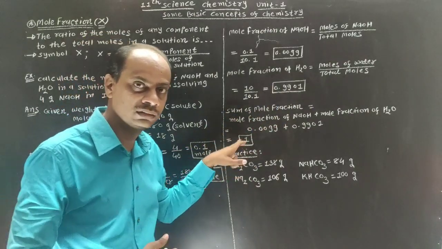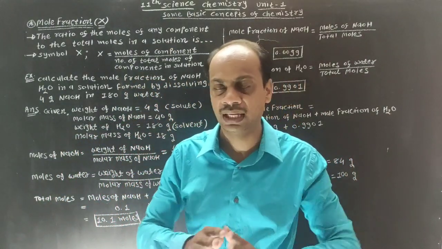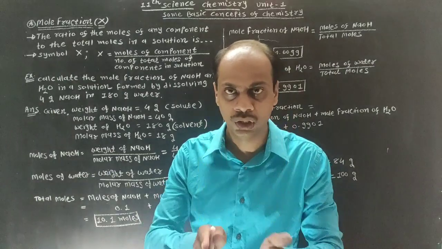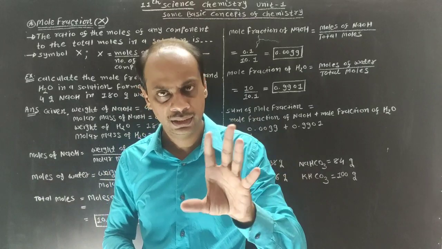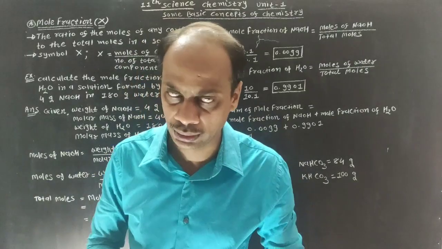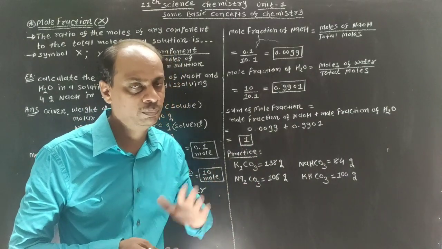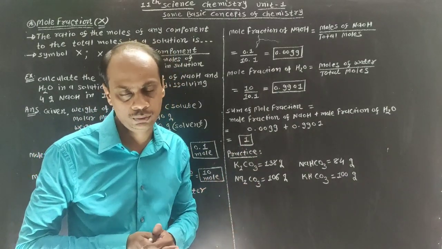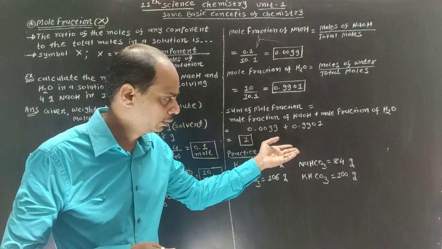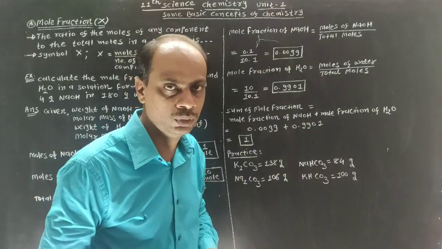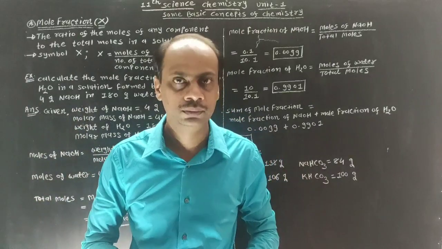Your final answer must come to 1 if you have done everything right. If it is not so, you have made a mistake somewhere. If it is 0.99 or 0.98, then it is okay. But if you did not get your answer as 1, then you have made a mistake during the calculation. Then use sodium carbonate, sodium bicarbonate, potassium bicarbonate and do the full practice of mole fraction.